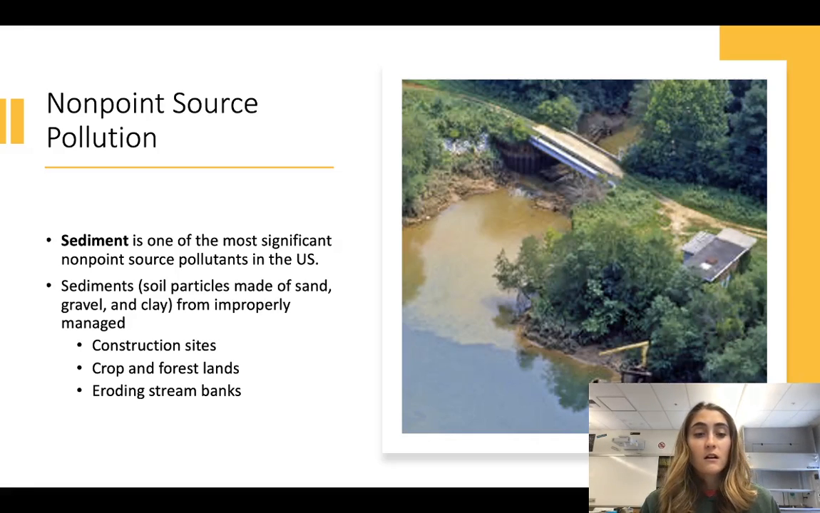One of the biggest non-point source pollutants is going to be sediment. So sediments are going to be particulates of sand, gravel, clay from improperly managed construction sites, forest lands, eroding streams and banks. Sedimentation is largely problematic because it changes the visibility or turbidity of the water. It doesn't seem like the same type of pollution as oil or eutrophication or something like that, but it changes the clarity of the water, it changes the temperature of the water, and that affects the range of tolerance of species who are then living in that area.